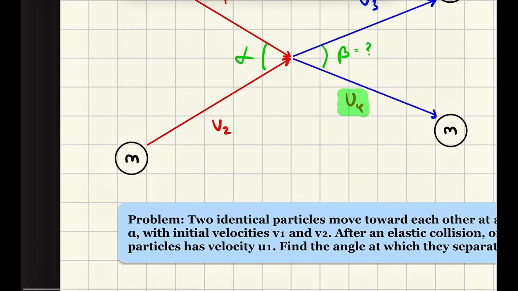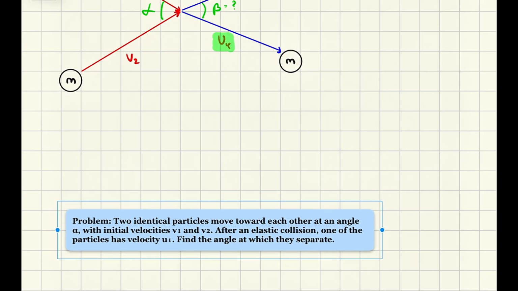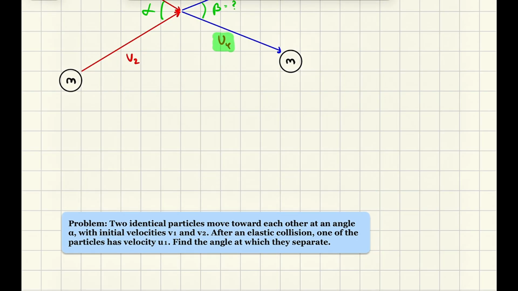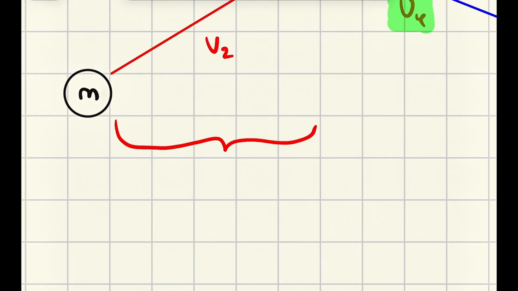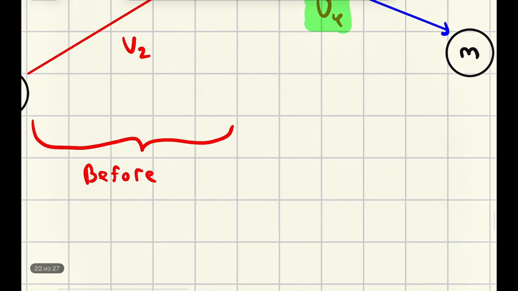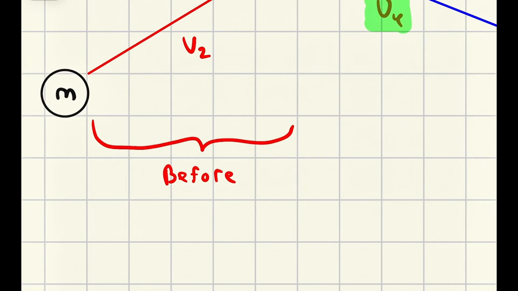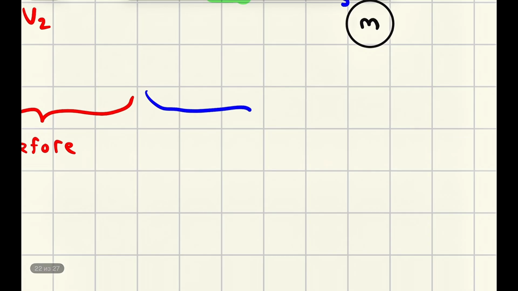Yeah, we have here the situation. Let me take it a little bit lower. The problem statement, we have already read that. And let me note here everything what happens before the collision. And here we have everything what happens after the collision.